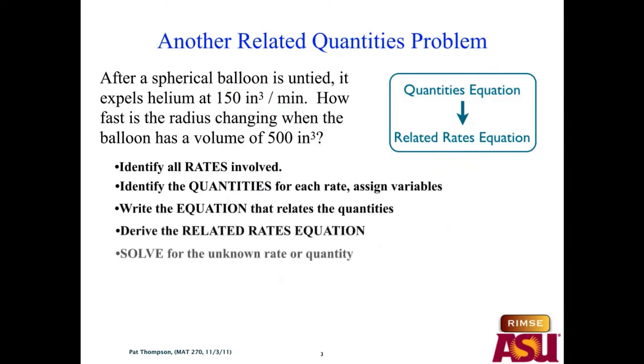These are the steps we followed. We found the rates and the quantities, figured out how they're all related, just kind of interpreting or translating this paragraph. Write the equation for the quantities. Volume equals 4/3 pi r cubed. Take the derivative of that with respect to time to figure out how their rates of change over time per minute are related, and then plug in to solve.